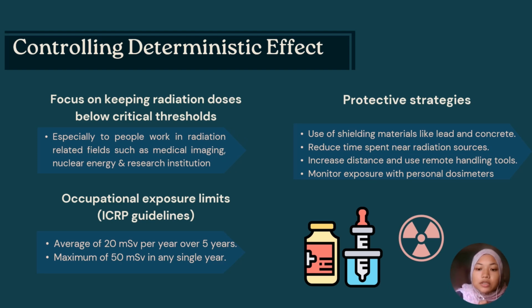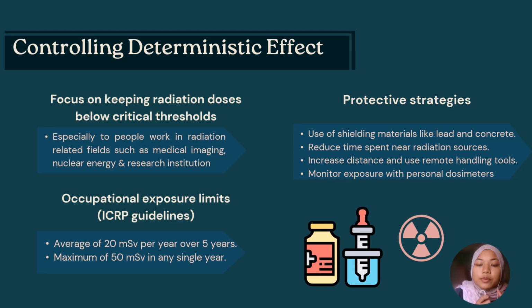This includes establishing rigorous dose limits, especially for people who work in radiation-related fields such as medical imaging, nuclear energy, and also research institutions. And second, regulatory agencies such as ICRP, or International Commission on Radiological Protection, recommend that occupational exposure should be limited to 20 millisievert per year, averaged over 5 years, and a maximum of 50 millisievert in any single year. These restrictions serve to prevent acute health impacts such as skin burns, radiation sickness, and also organ damage.